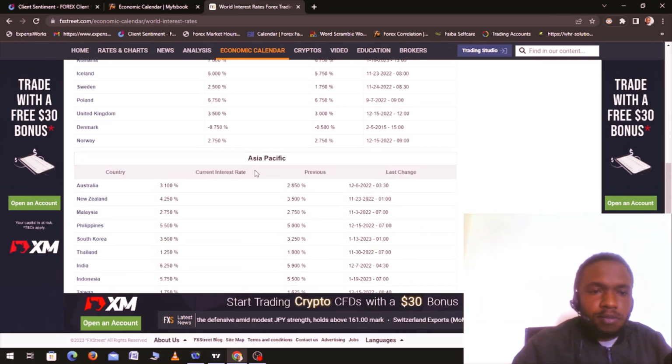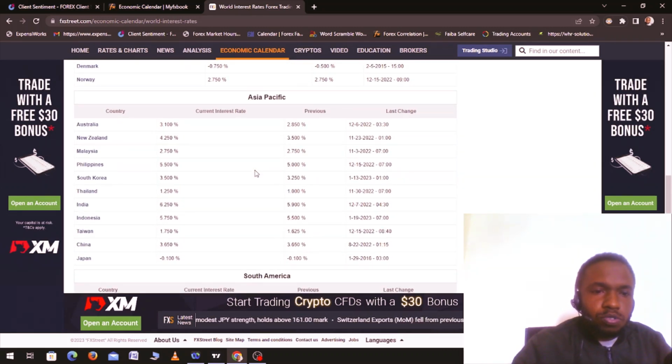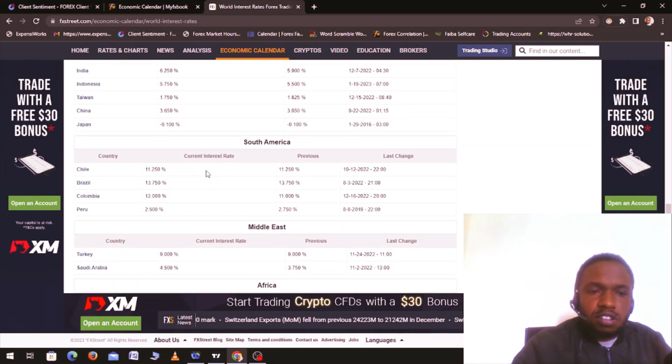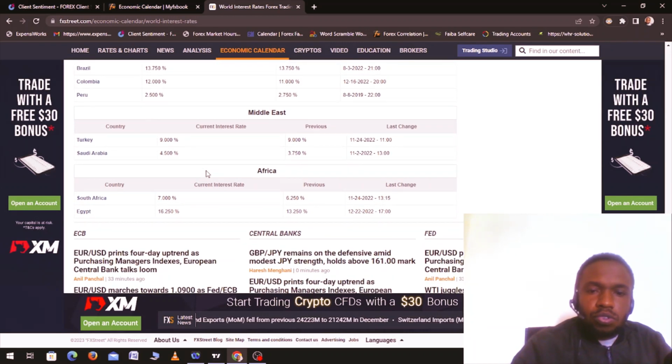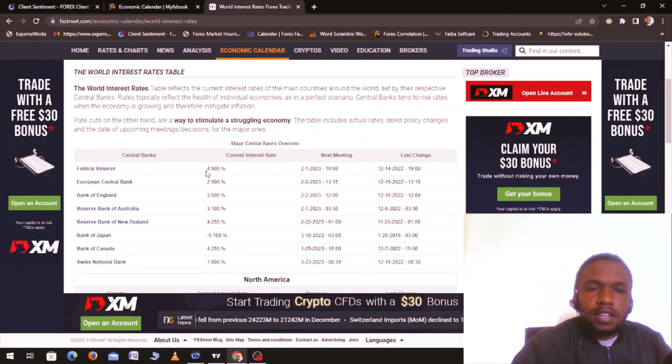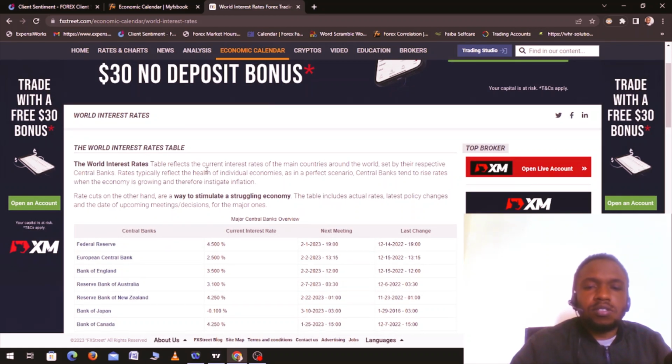So these are the currencies that most of us don't trade, but we trade Australia, New Zealand, and Asia Pacific. So this clearly gives you the interest rates, and I'll tell you that interest rate determines the strength of a currency. The higher the interest rate, the stronger the currency. But the opposite is true for stocks: the higher the interest rate, the more stocks tend to fall.